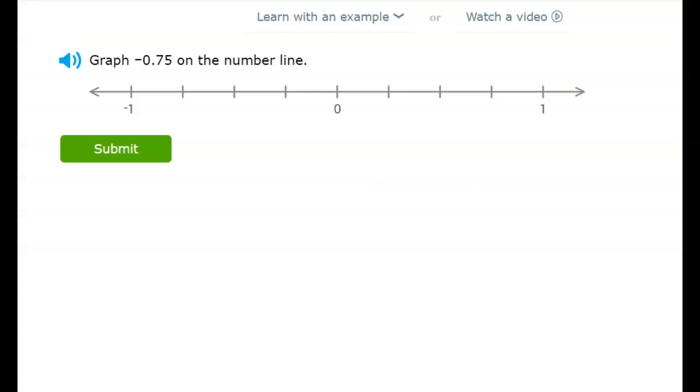Okay, so this is what it's going to look like when you start practicing in IXL. It's going to ask you to graph negative 0.75, 75 hundredths. All right, we know that negative 1 is here and 0 is here. So we know it's got to be on this side of the number line because everything on the left is negative.